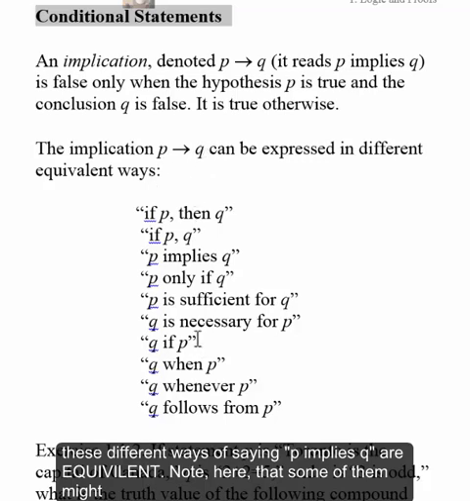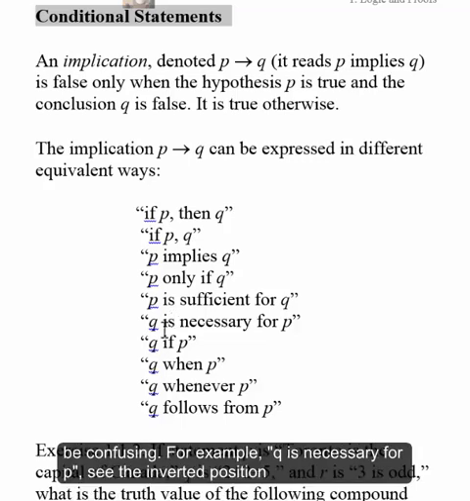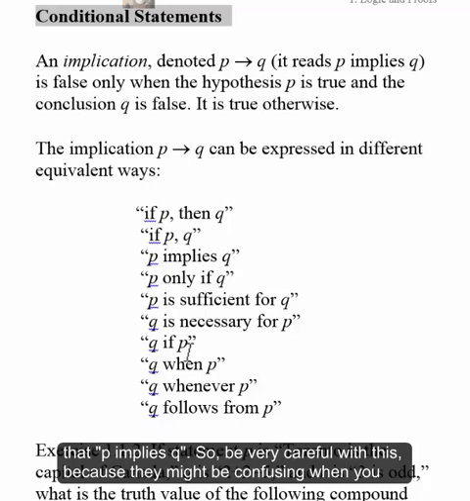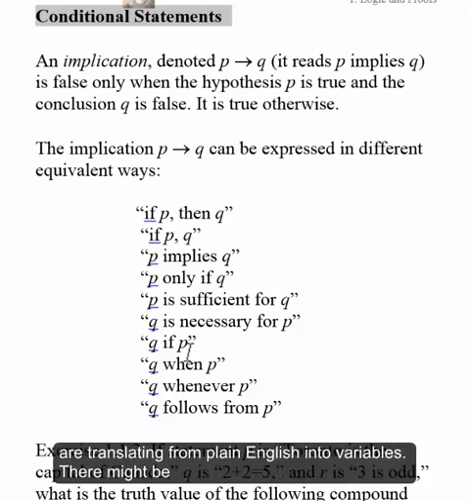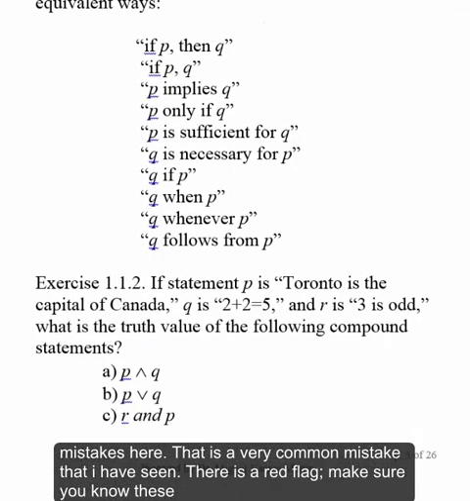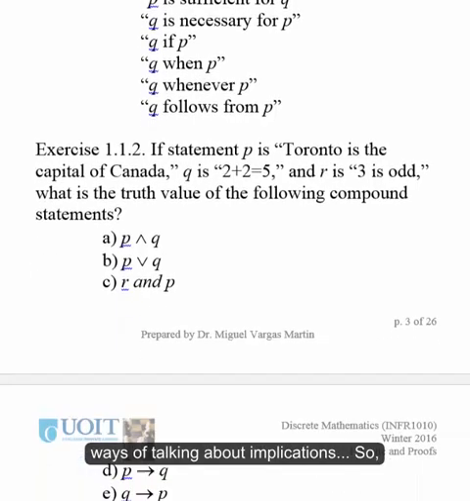Note here that some of them might be confusing. For example, Q is necessary for P. See the inverted position of P and Q? This still means P implies Q. Q if P, this means that P implies Q. So be very careful with this, because they might be confusing when you are translating from plain English into variables. There might be mistakes here. That's a very common mistake that I've seen. So there's a red flag. Make sure you know these ways of talking about the implications.